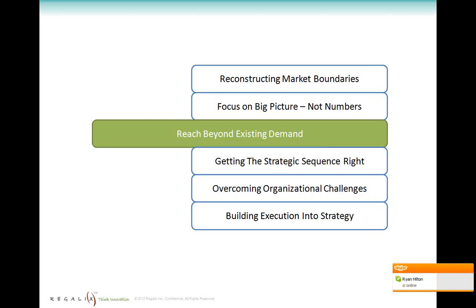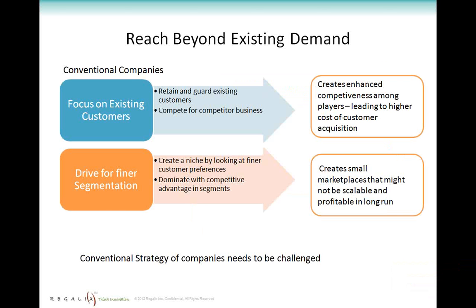This principle challenges the conventional strategies of businesses, where conventional companies focus on existing customers. The idea being to retain and safeguard their existing customers while they try to compete for competitors' businesses and customers. This actually increases competitiveness among the industry and leads to higher cost of customer acquisition.